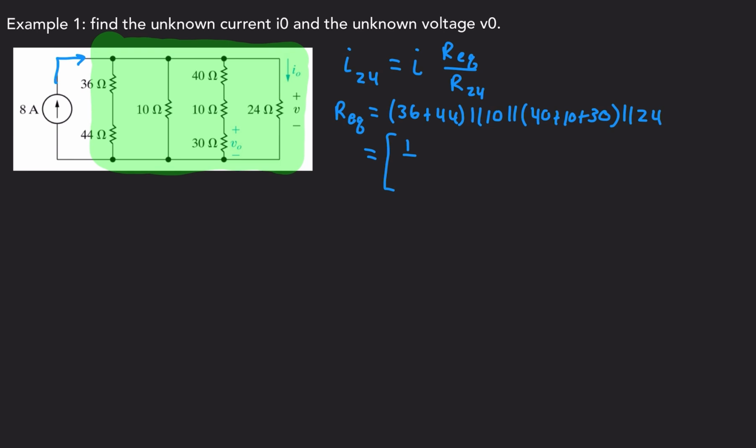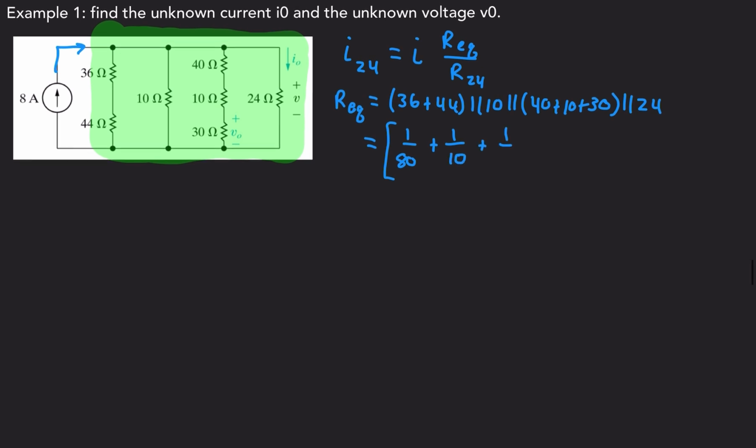36 plus 44 is 80. 40 plus 10 plus 30 is 80 as well. Then take the inverse. And if we get our calculator, 1 divided by 80 plus 1 divided by 10 plus 1 divided by 80 plus 1 divided by 24, inverse. Our equivalent resistance of this circuit is 6 ohms.